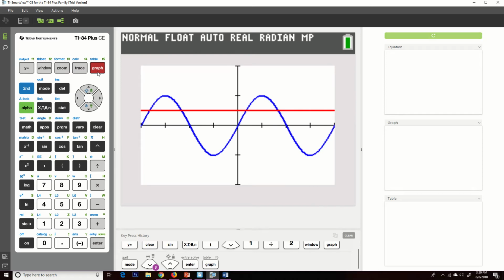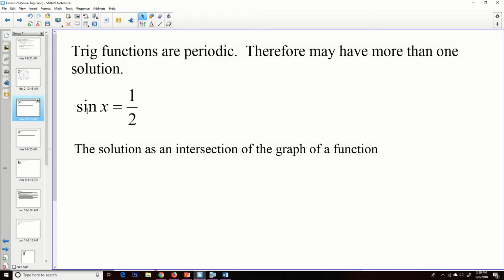Okay, so we know that the trig function is infinite. It's going to go on forever to the left and on to the right. And we see a half right here. Just in this window alone, we see 1, 2, 3, 4 solutions to the equation sine x equal to a half. And so there are multiple solutions just along the graphs.